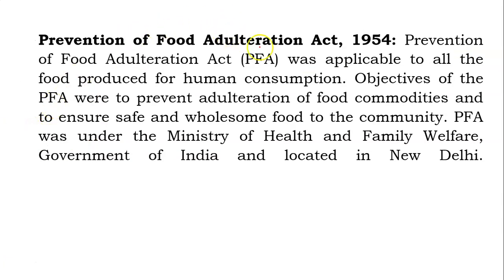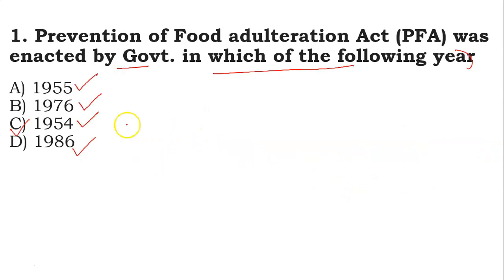1954. This Prevention of Food Adulteration Act 1954 was applicable to all food products for human consumption, and the objective of this act was to prevent adulteration of food commodities and to ensure safe and wholesome food to the community. This PFA was under the Ministry of Health and Family Welfare, Government of India, and it is located in New Delhi. So its answer will be 1954.